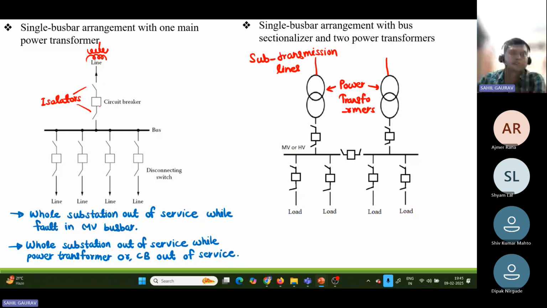In the first one, we have a single bus bar arrangement. This one bus is present and it is connected to different feeders. So these lines are different feeders. These are different primary feeders or main feeders. And these are feeder circuit breakers.